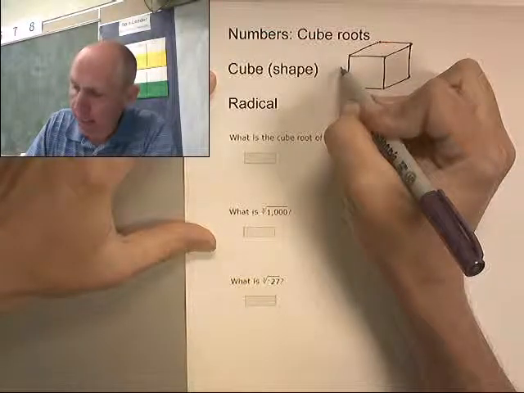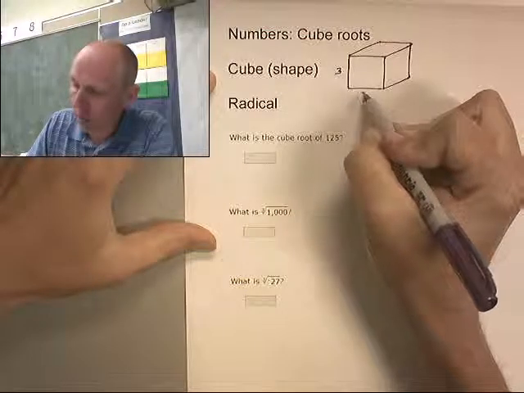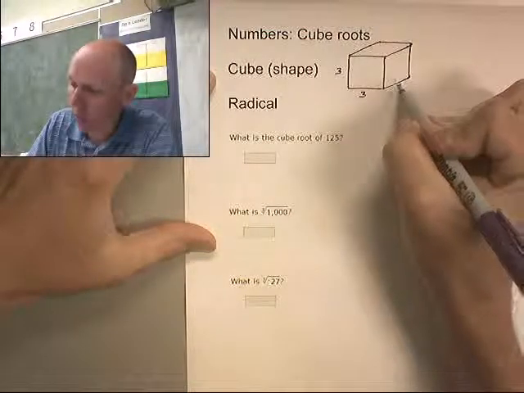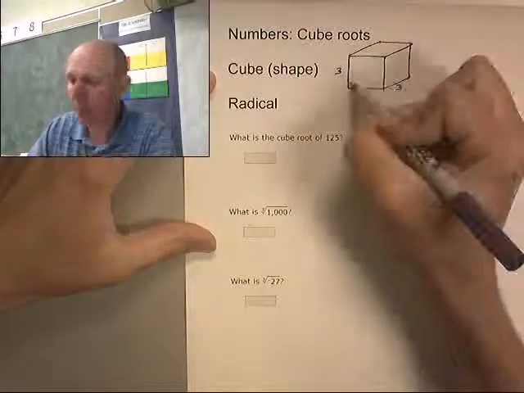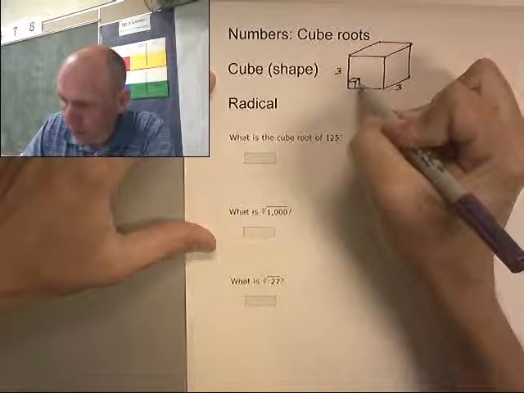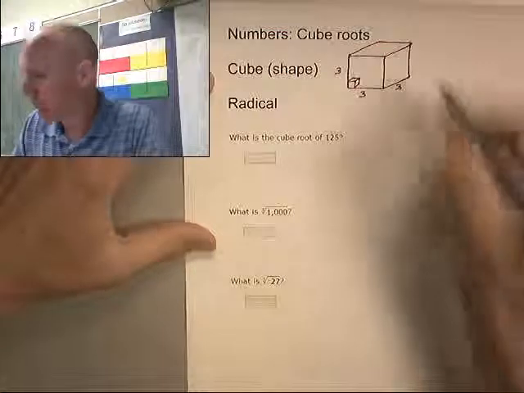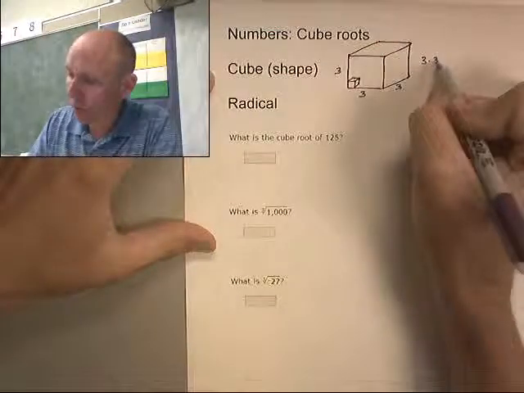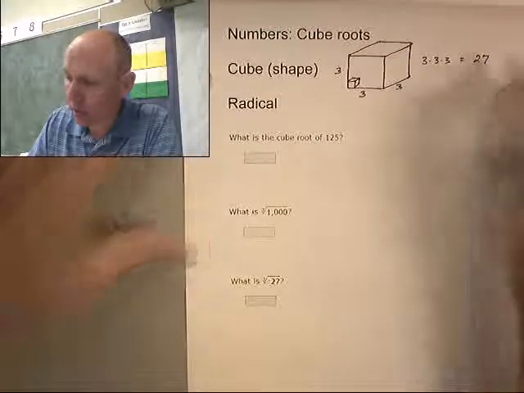Let's say that this guy is 3 tall and 3 wide and 3 long. And to find out how many little cubes could fit inside of this, or the volume of it, we would multiply the length times the width times the height. So this is 3 times 3 times 3, which is 27.